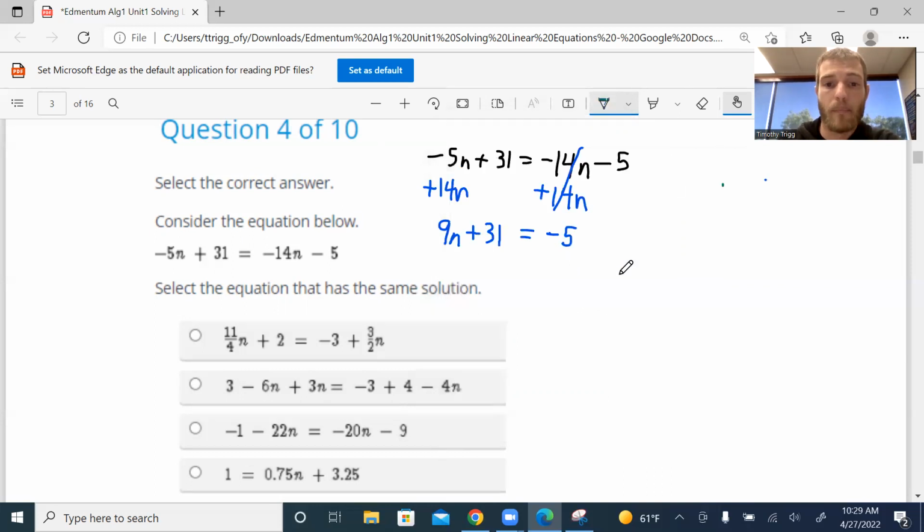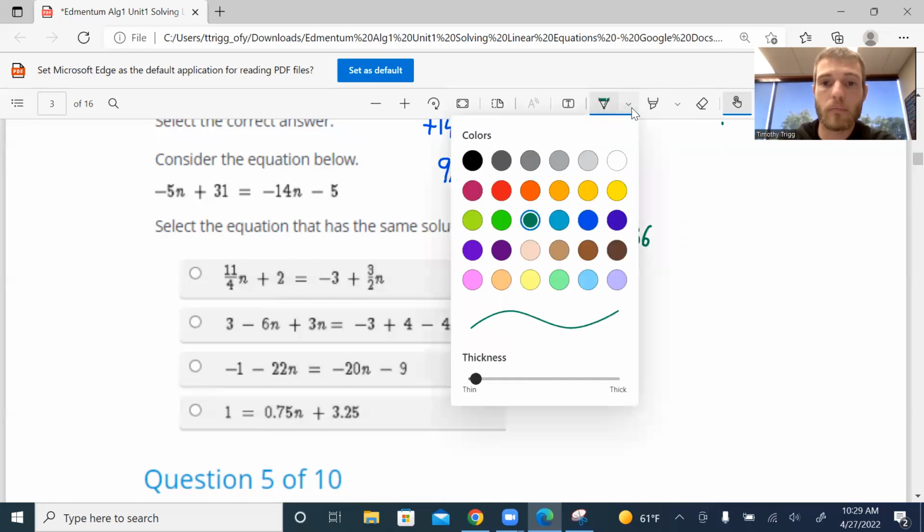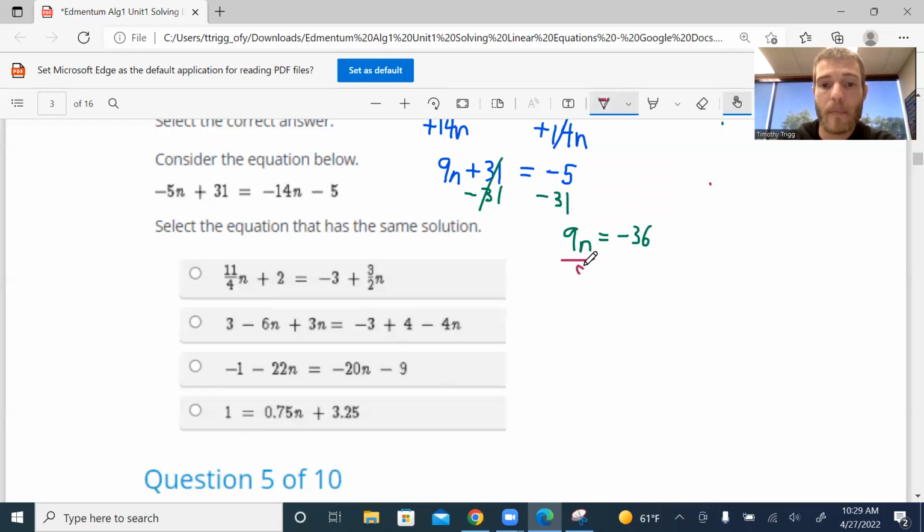Let's go with green. For my next step here, we're going to use the subtraction property of equality to cancel out this 31. So we're going to subtract 31 from both sides of the equation. This will give us 9n equals negative 5 minus 31 is negative 36. Here they're both negative, so they actually add together. Go ahead and divide both sides by 9 to get our variable n by itself.